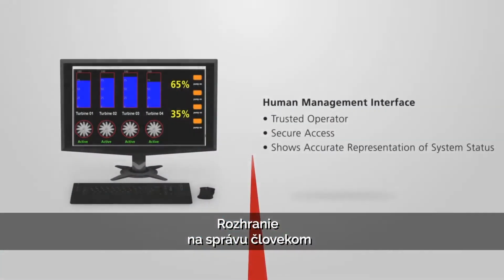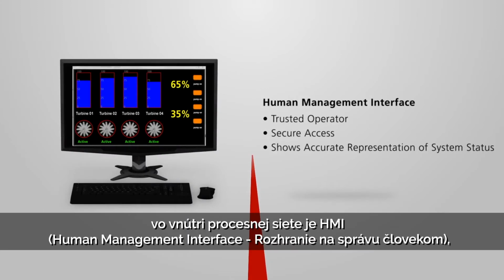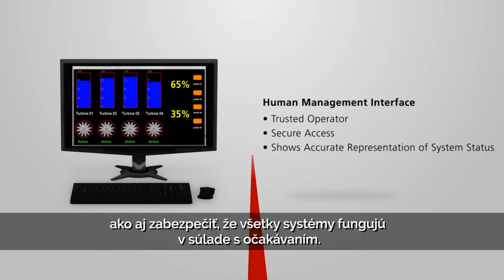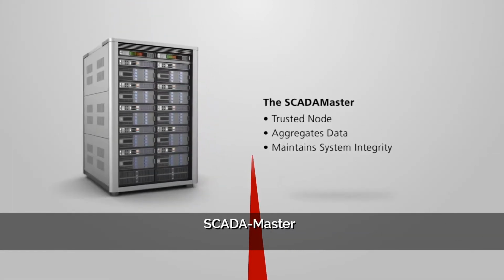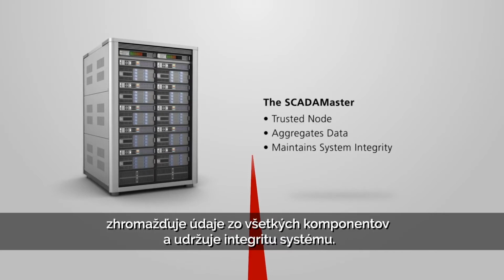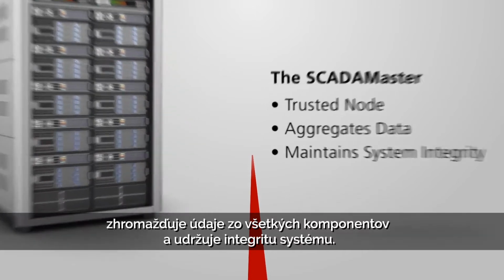The Human Machine Interface. Inside the process network is the HMI, a monitoring station for the human operator to keep an eye on the key components of the system, ensuring all the systems are functioning as expected. SCADA Master. The SCADA Master is a trusted node that controls the entire process. It collects data from all the components and maintains system integrity.